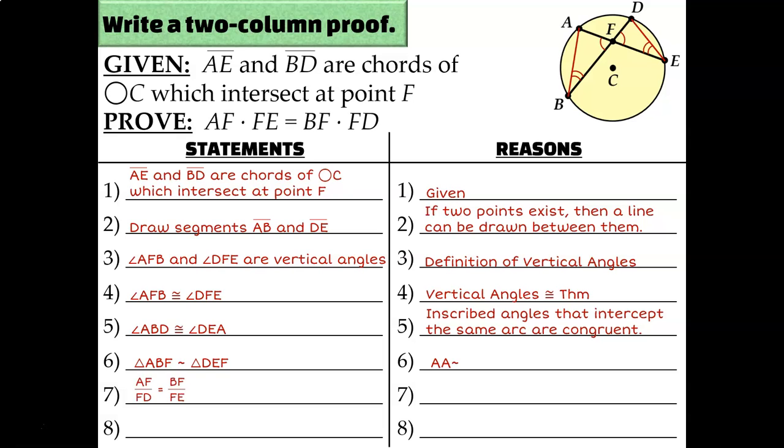So I can say that AF over FD is equal to BF over FE by the definition of similar polygons. So I could cross-multiply and show my proof statement that AF times FE, the product of one chord's chord segments, is equal to BF times FD, so the product of the other chord's chord segments.